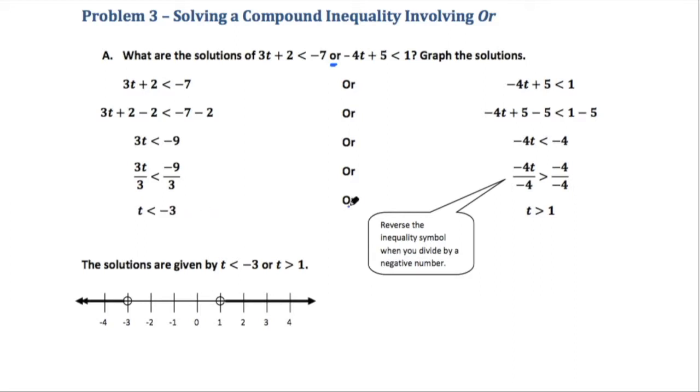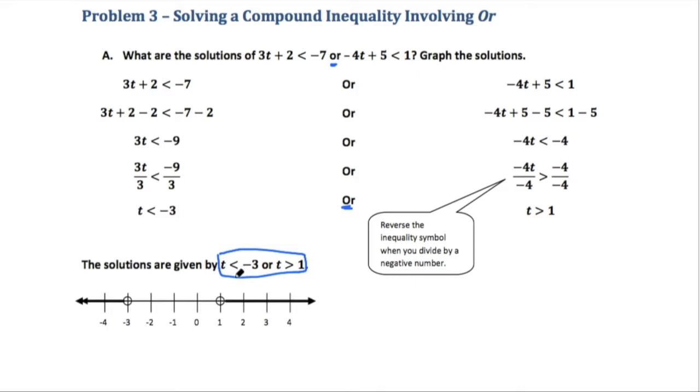We do want to make sure we include the word or in our answer, and then we go ahead and solve the right inequality. So we would subtract 5 from both sides, leaving us with -4t is less than -4, and divide both sides by -4, making sure we reverse the direction of the inequality here so that we get t is greater than 1. So our final answer, with the word or in between there, is t is less than -3 or t is greater than 1, and we've got that graph shown down below in the number line there.